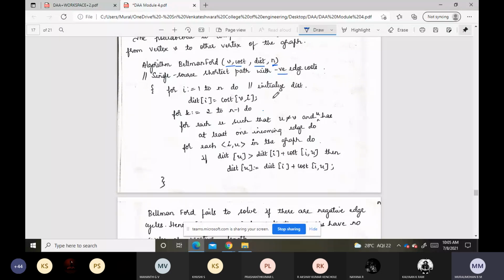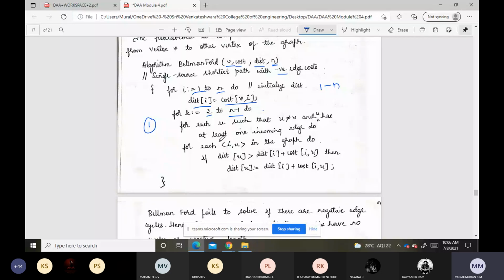So here, first what we are doing, from 1 to n, we are initializing the distance of each vertex. Distance of I is equal to cost of v to I. Next, we are considering the first vertex as the source vertex. Then we go with the second vertex up to n minus 1, up to n minus 1 we should find.